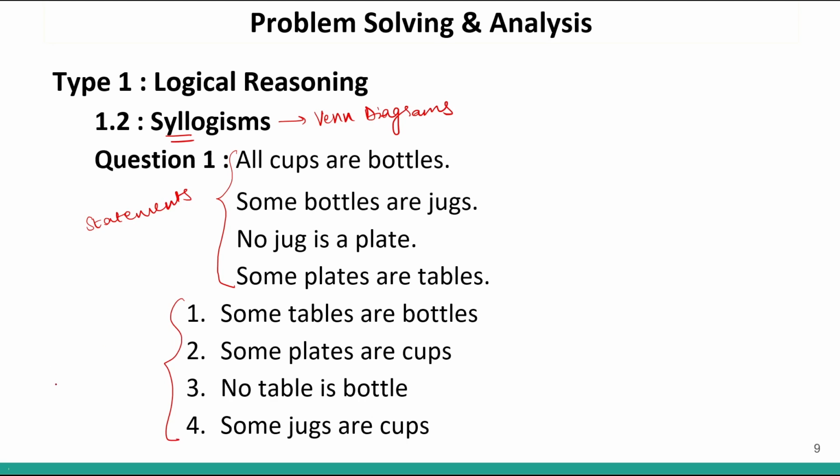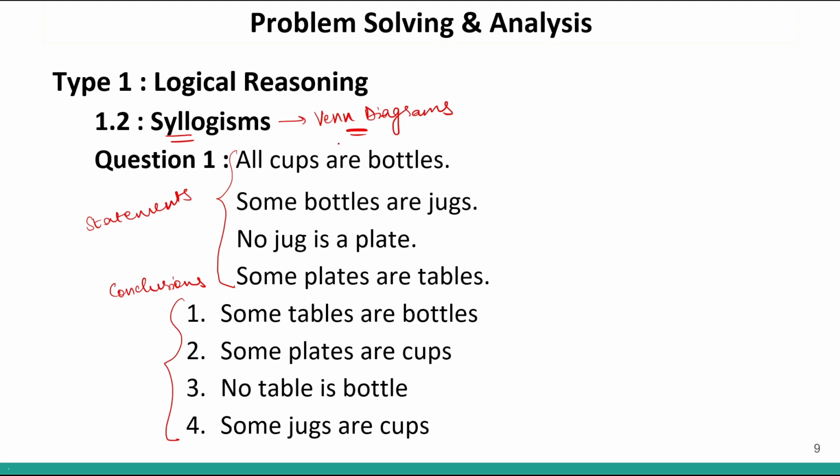These are the 4 conclusions of those statements. Now we have to tell which of the following conclusions follow or not. So we will use the concept of Venn diagram. In Venn diagram, I told you there are 4 types of statements. 2 are positive and 2 are negative.